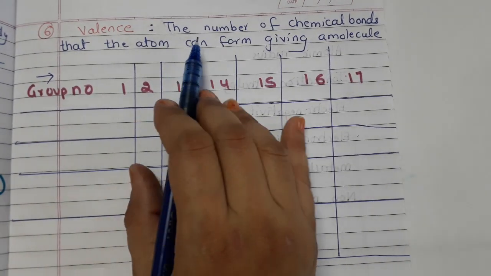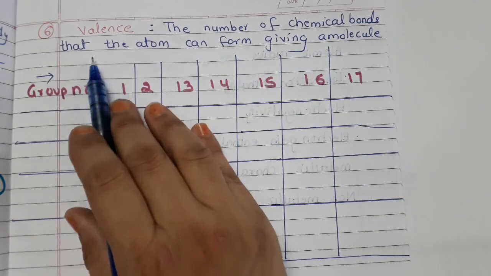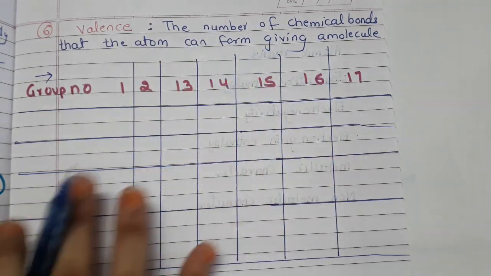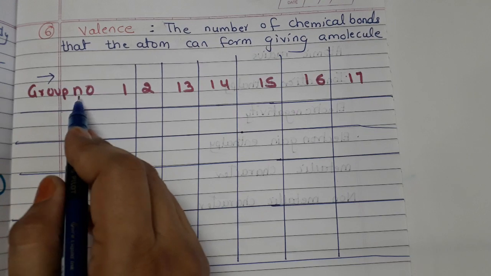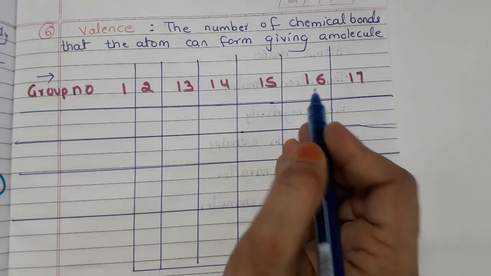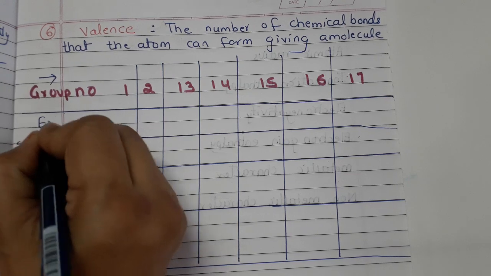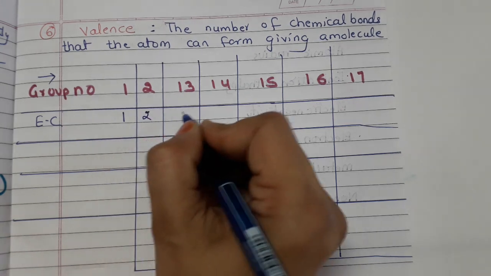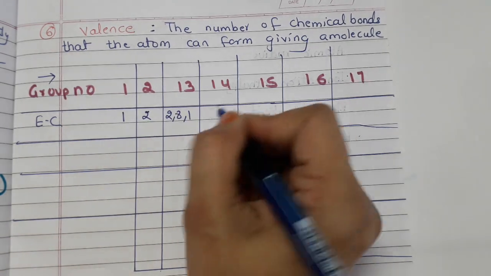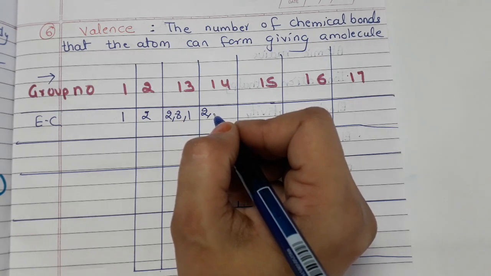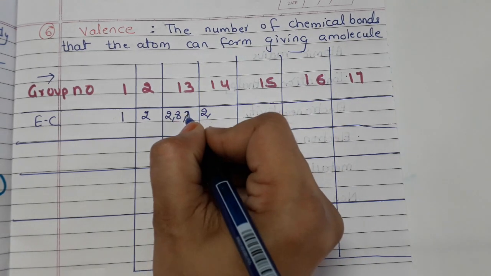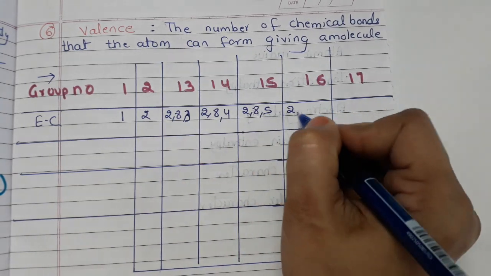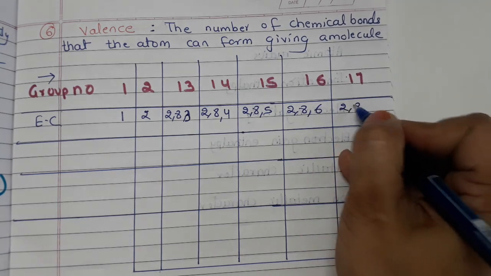Now, what is the meaning of valence? I have already written the definition: the number of chemical bonds that the atom can form, giving a molecule. Don't worry, I will explain this definition with the help of an example. Okay students, so group numbers 1, 2, 13, 14, 15, 16, 17. We'll just write the electronic configuration. We all know it is 1, and this is going to be 2, this is going to be 2, 8, 1. Group 13 is 2, 8, 3, then 2, 8, 4, then 2, 8, 5, 2, 8, 6, and 2, 8, 7.